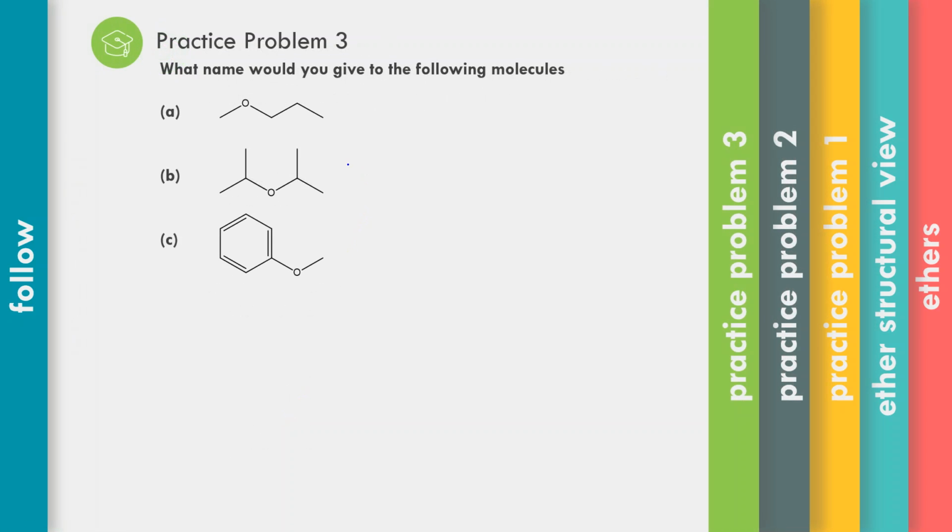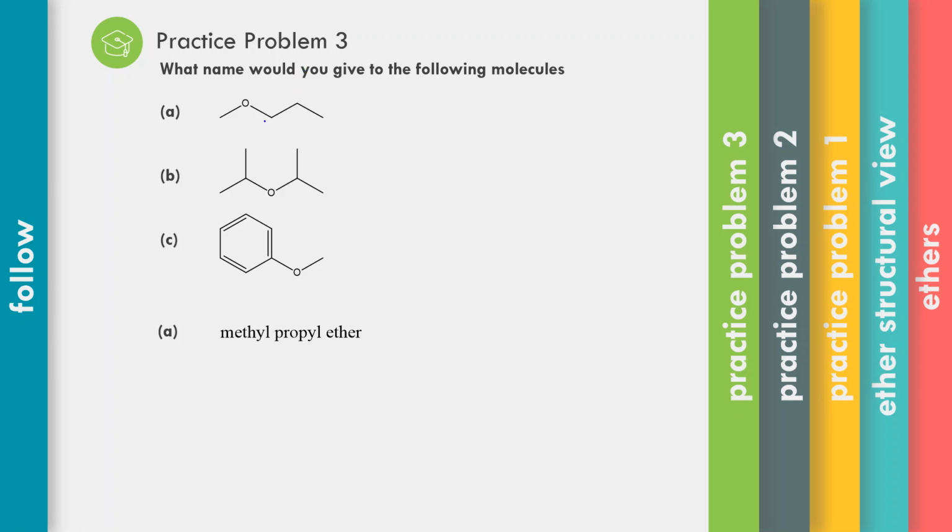The next problem. Now we are going to go the other way. We are going to name based on the structure. So for A, the answer is methyl propyl ether. Here we go. It's methyl because there is 1 carbon on the left. Propyl is because there are 3 carbons on the right-hand side, and ether just because there is oxygen between 2 carbons. So altogether it's methyl propyl ether.